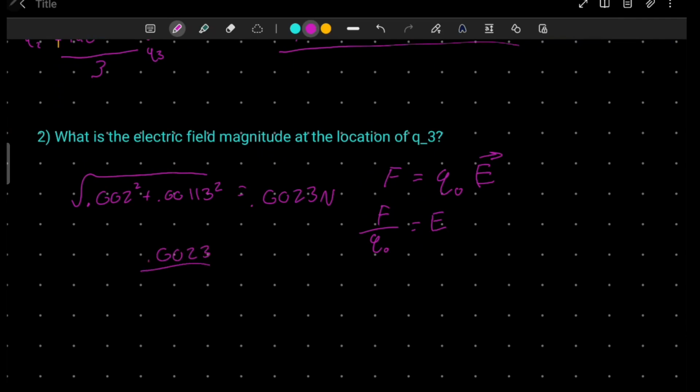0.0023 over 2 times 10 to the negative 6. We'll plug that into our calculator, 0.0023 divided by 2 times 10 to the power of negative 6, and we get a value of 1150. Remember, the units are going to be volts per meter. And that is our final answer for part 2.